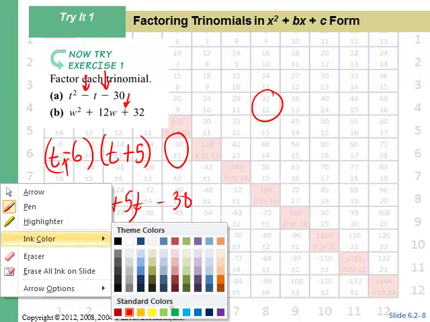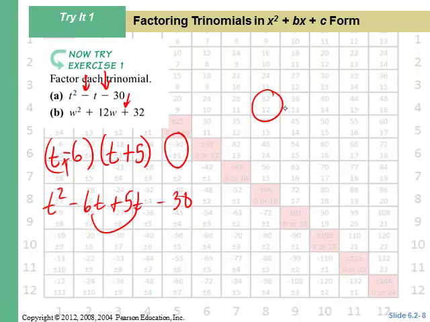I'm going to change colors here. When we do this one up here, and we get w, and we're at the corner of 4 and 8, w plus 4, w plus 8.